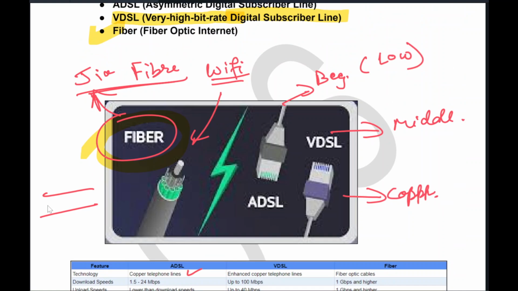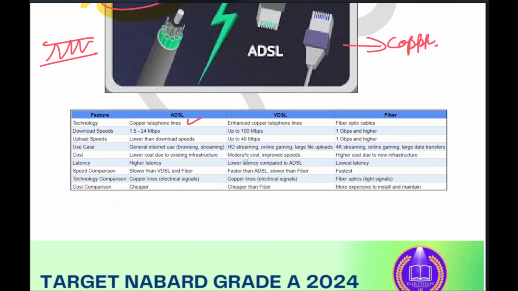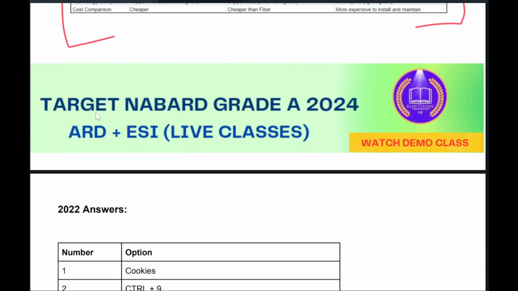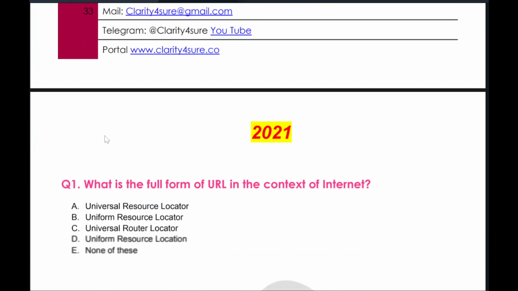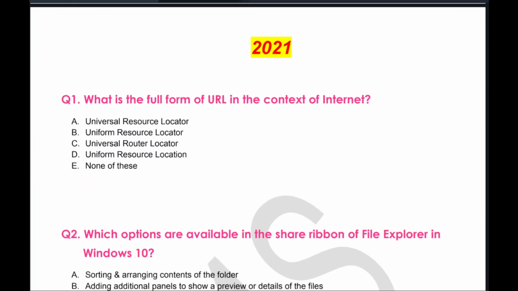Through light, the data is refracted. Optical fiber speed is 1 GB and higher, for download and upload speed and all. You can read all this data, and we will also upload this PDF. These are the answers.